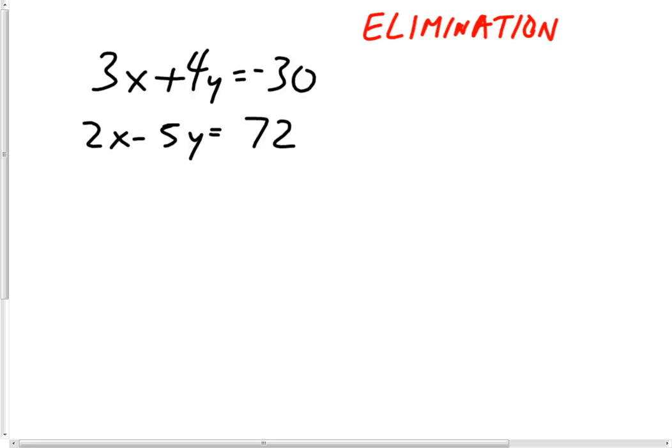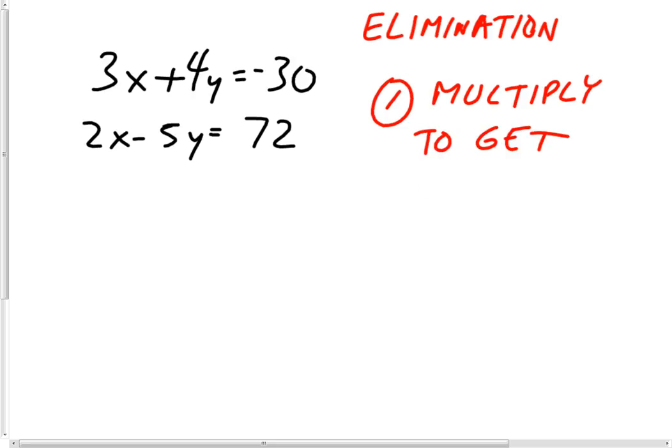Right next to the problem, you have a little bit of space. Write down step 1: multiply to get opposites.